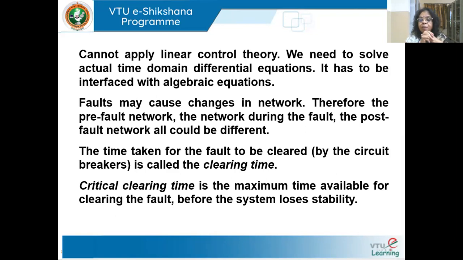I had told you that the acceleration which the network undergoes during a fault will depend on what type of fault it is, because the nature of the fault will determine the electrical power output. And we assume during transient stability studies that the mechanical input doesn't change. So your accelerating power depends on the type of fault, the location of fault, and the duration of the fault. So critical clearing time cannot be specified for a given network. You can only specify it for a type of fault at a particular location.